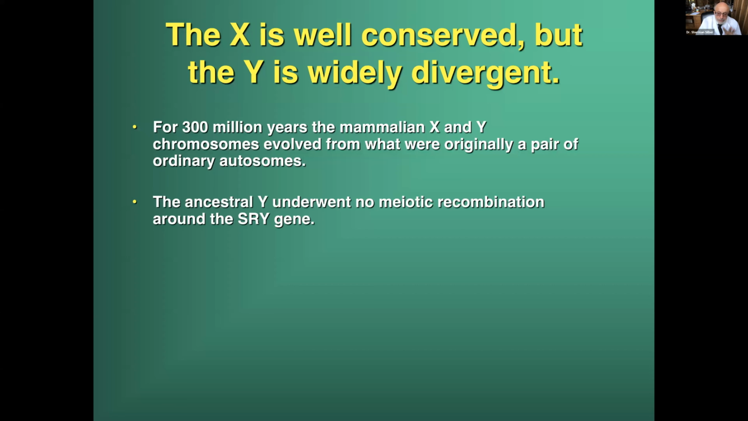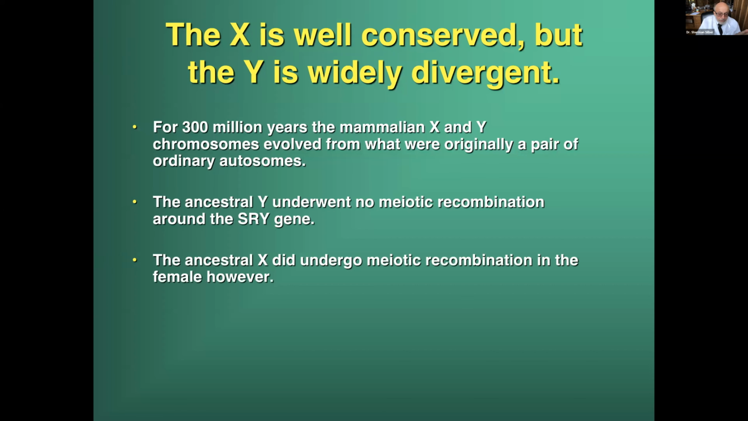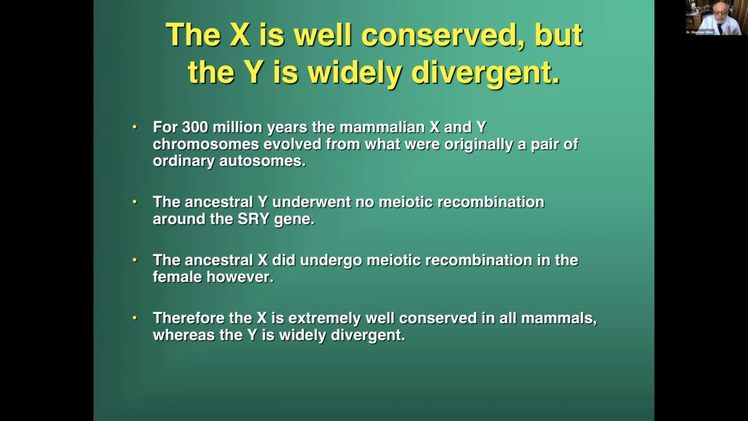The ancestral Y underwent no meiotic recombination around the SRY gene. The ancestral X did undergo meiotic recombination in the female, however, and therefore the X is extremely well conserved in all mammals, whereas the Y is widely divergent. But remember that the X chromosome spends one third of its evolutionary life in the testicle, where it's not recombining. That means that there are some parts of the X chromosome that are very similar to the Y.